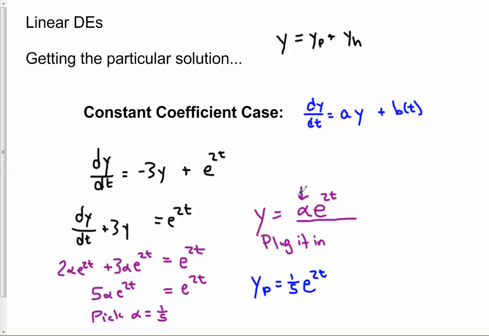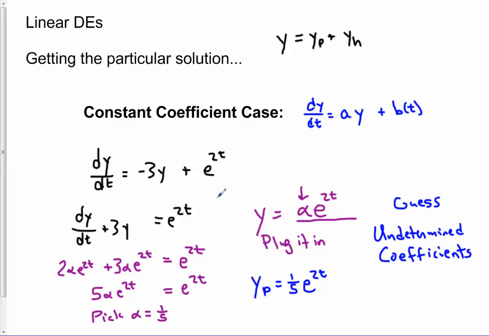So again, it was just kind of a guess as to the form, but an educated guess based on my b of t that was given to me. And then it was just plugging it in and seeing what my coefficient had to be. So this is called, well, it's a guess, and it's called the method of undetermined coefficients. We centered in on a particular type of formula of a certain form, but with only the coefficient not determined, and then we just plugged it in and saw what the coefficient had to be.